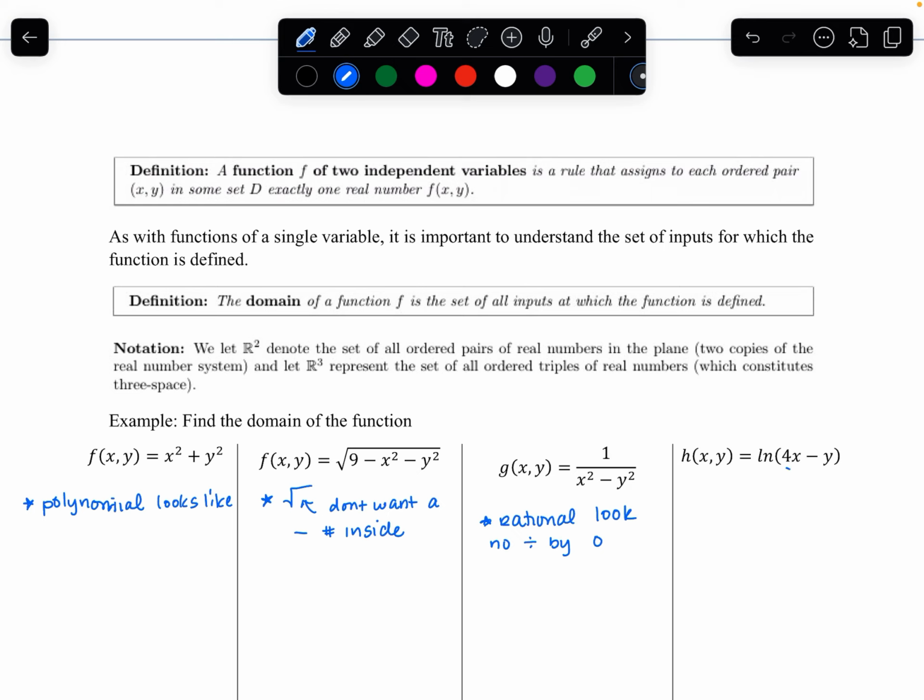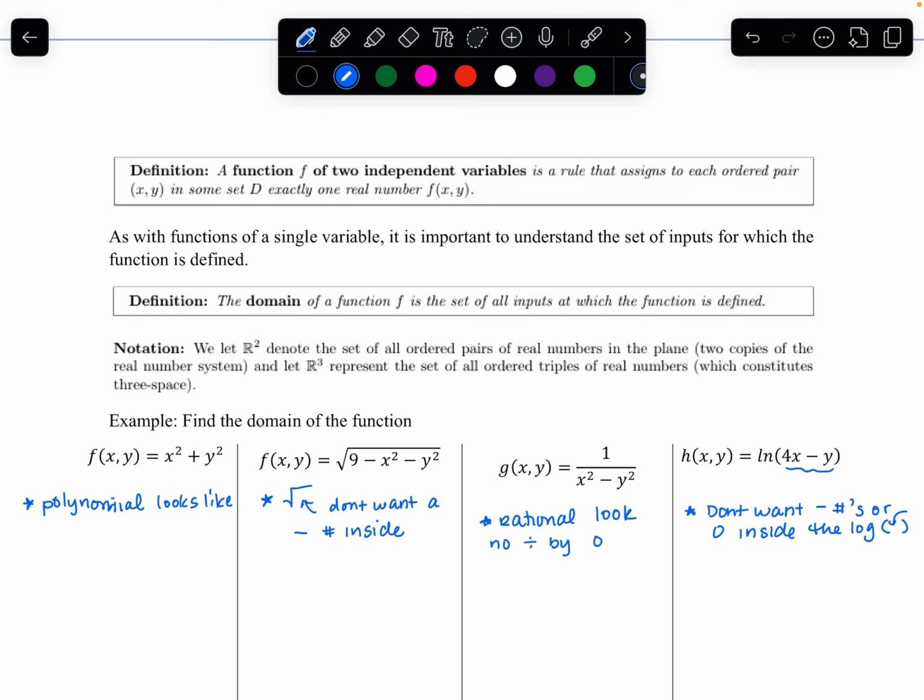And then for our log functions, it's been a while since we've dealt with them. As a reminder, with log functions or the natural log like this one here, we just don't want the inside to be negative numbers, right? So we don't want negative numbers or 0 inside the log, right? We don't want it in here.